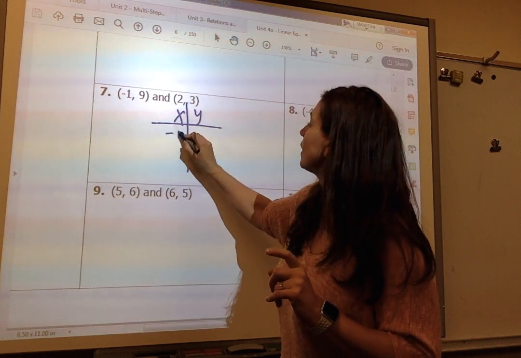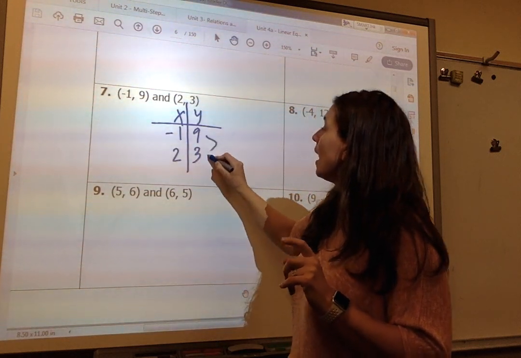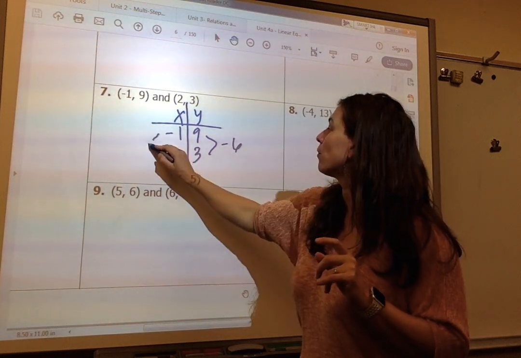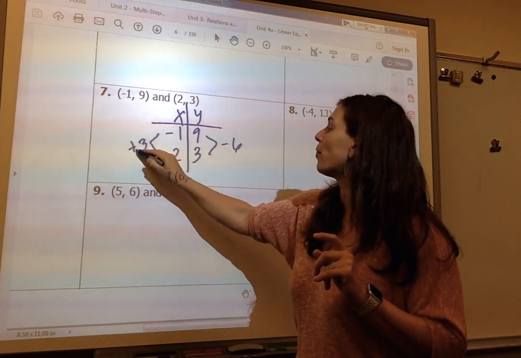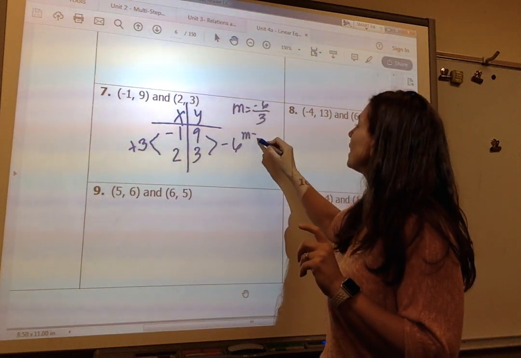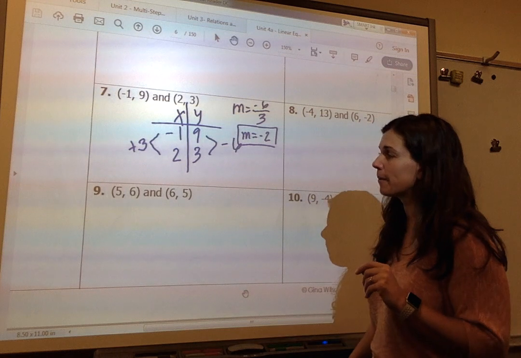Here's my table, -1 and 9, 2 and 3. How do you get from 9 to 3? You subtract 6. How do you get from -1 to 2? You add 3. So my slope then is -6/3, but it's really -2 when I simplify it.